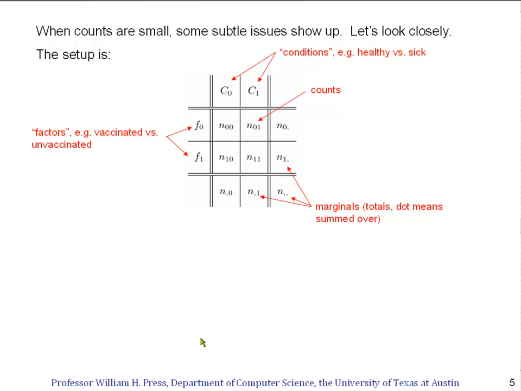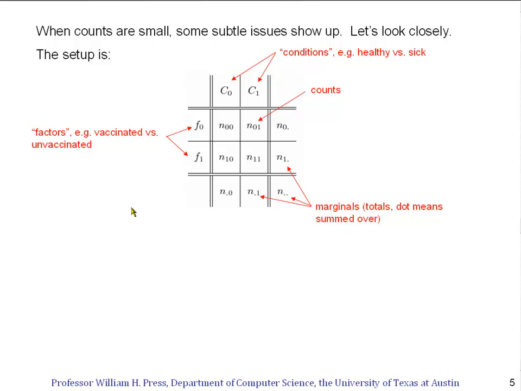Now let's get back to this question about when the number of counts are small, because we're going to see that some subtle issues show up. So in the remainder of this segment, I'm going to just define some notation, and then we're going to review a couple of probability distributions that are going to come into it. And then in the next segment, we'll really leap right into these issues.